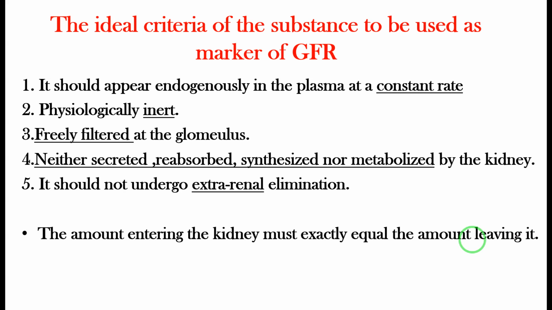So, the ideal marker means that the amount entering the kidney must exactly equal the amount leaving it. So, it must be freely filtered, must be endogenously produced, must be produced at a constant rate. In the tubule, it must not be synthesized or metabolized or secreted or reabsorbed. In addition, there must not be an extra source for elimination other than the kidney.